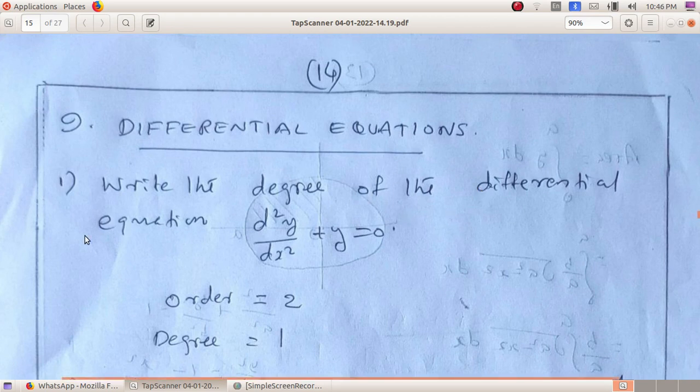And the degree of the differential equation d square y by dx square plus y equal to 0. We know that this is a second order equation, order 2. Then what about its exponent? d square y by dx square whole raised to 1. So 1 is the degree: order 2 and degree 1.